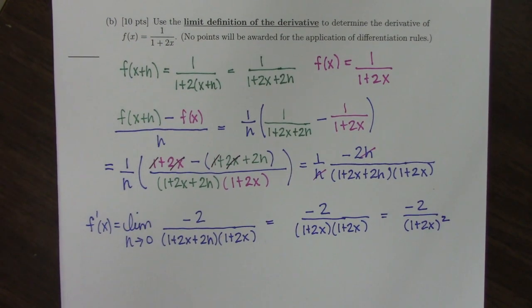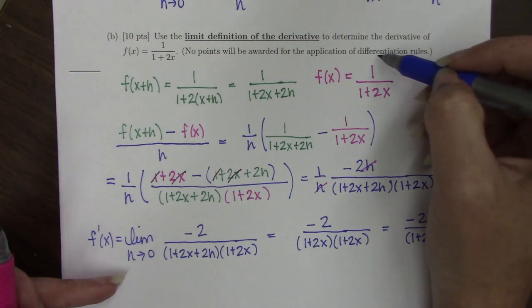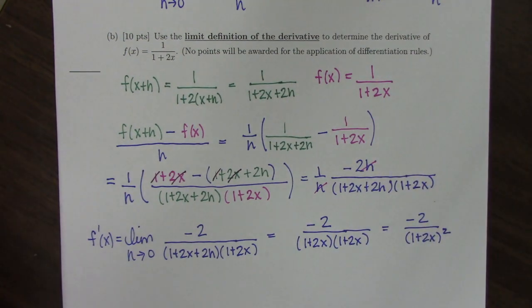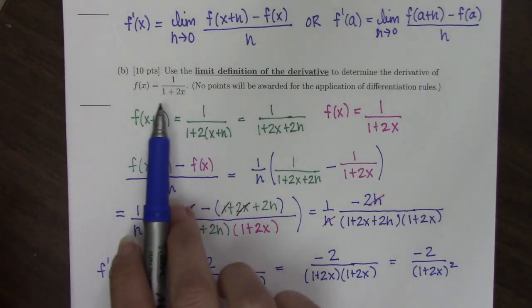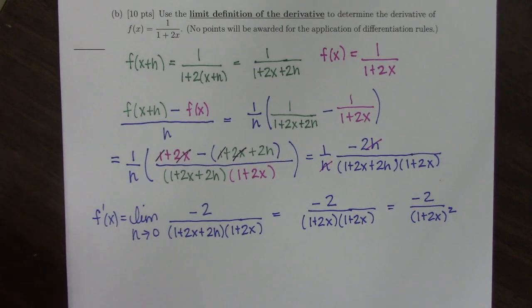If you were to check this problem using the chain rule, you don't get any credit for using the differentiation rules, but you could always check the answer to your limit by using them, because your final answer should match that rule. This would have been a chain rule problem, and you could always verify by doing that. So very quickly, I'm going to verify my answer.